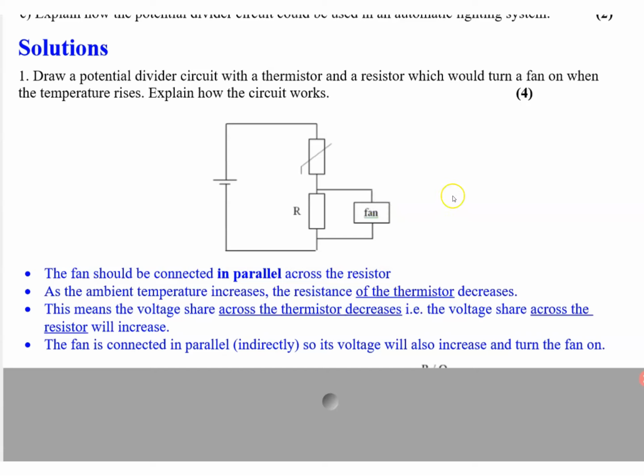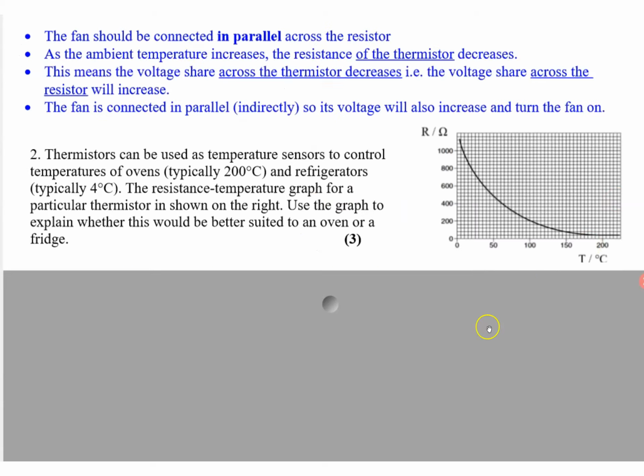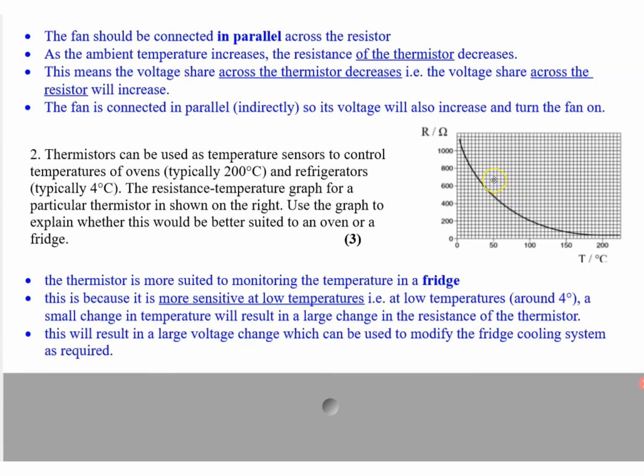So question 1, very similar to the previous one, but in this case the fan will need to go across the resistor. So our answer would be as shown here, or the circuit will get 1 mark. So as the temperature increases, the resistance of the thermistor decreases. So the voltage share across the thermistor will go down, which means the voltage across the resistor will increase. And because the fan is connected in parallel, its voltage will also increase and the fan will be turned on.